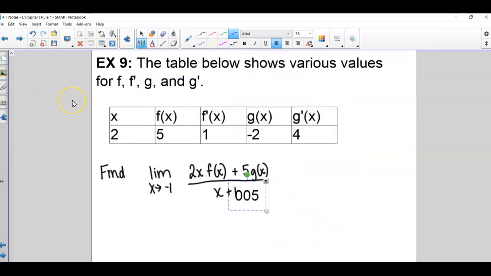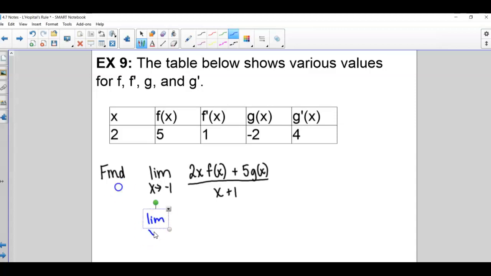All right, and here's our last one. So this time we've got a table. We're going to have to do more or less the same thing that we just did on the last problem, but instead of referring back to our graph, we'll refer back to our table. We must, for every problem, show that we get indeterminate forms.